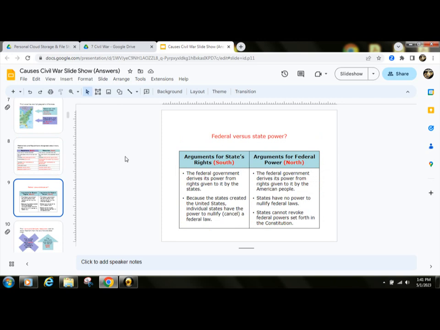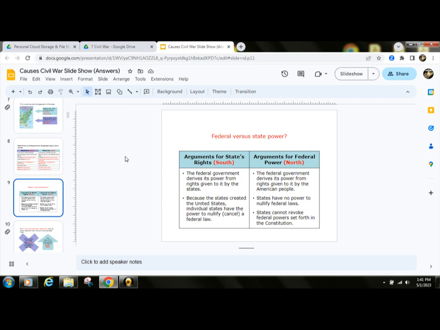So, federal versus state power. Anything that argued for states' rights, that would come from the South. The South felt that the federal government derived its power from rights given to it by the states. Because the states created the United States, individual states could nullify, that means cancel, a federal law. So this is pretty powerful language.